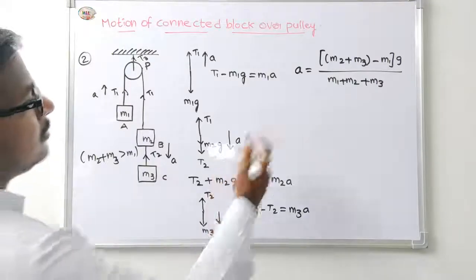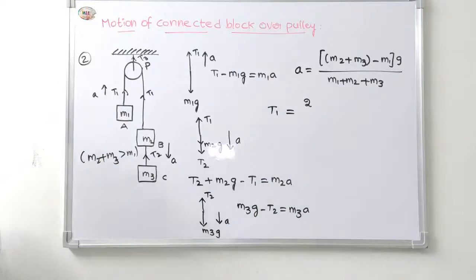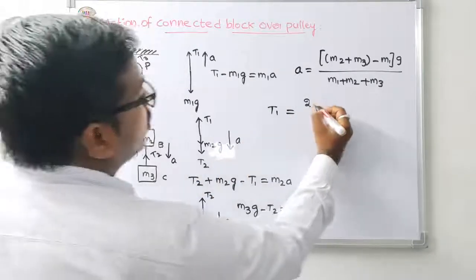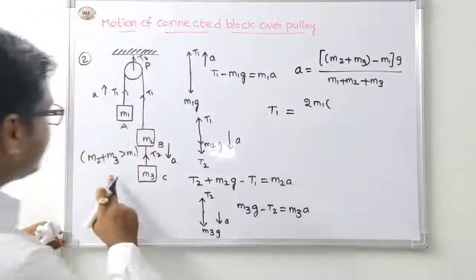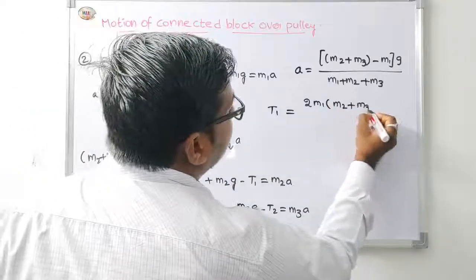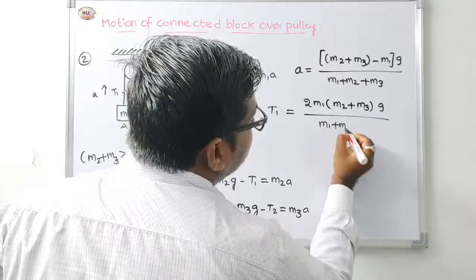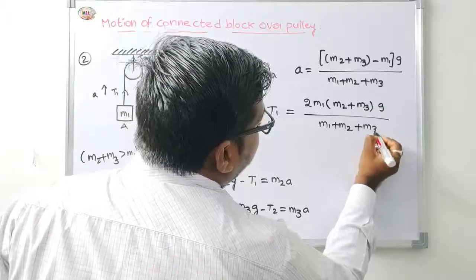Then T1 is equal to, in the previous condition, 2 m1 m2 by m1 plus m2 into g. In this condition, 2 m1 into m2 plus m3, into g, by m1 plus m2 plus m3.